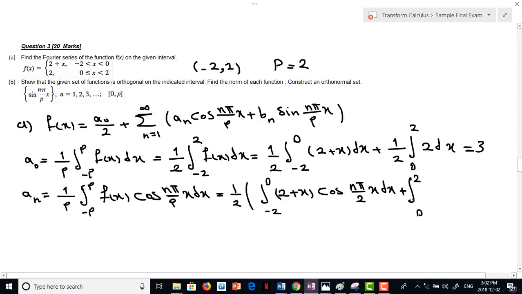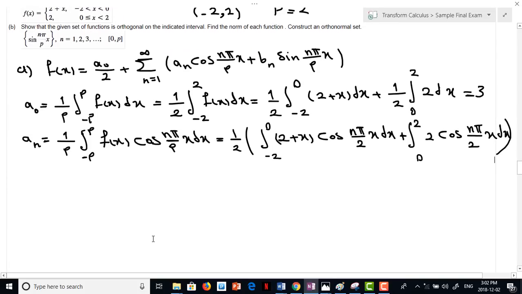So f(x) is equal to 2, cosine n pi over 2 x dx. You can easily find the first integral using integration by parts. The second integral is very simple. So I just give the final answer. So an would be equal to 2 over n squared pi squared, times 1 minus cosine n pi.